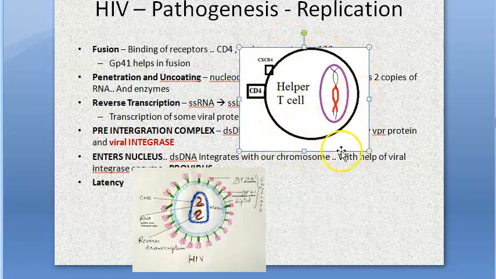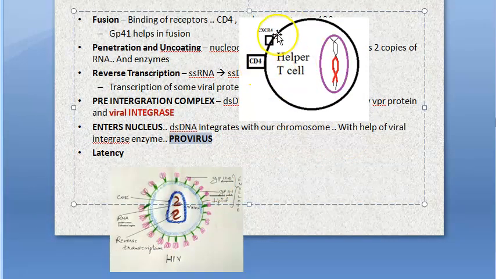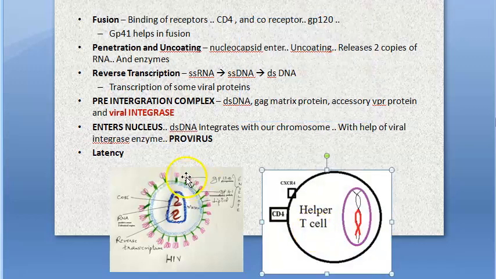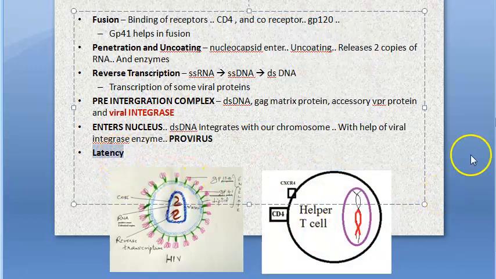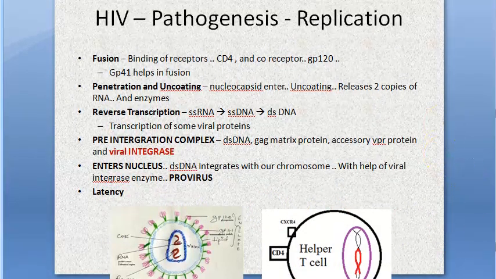Now this entire T cell, with this viral DNA mixed with our chromosome, is called a provirus. So what is a provirus? A provirus is where the double-stranded DNA of the virus has integrated with our chromosome with the help of the viral integrase enzyme. Then it goes into latency. For a variable period of time, the virus may go into latency. So this is what we saw in the first 3 steps of pathogenesis.